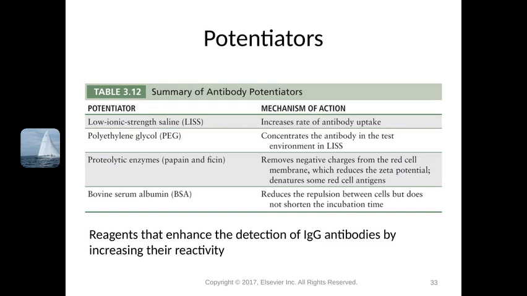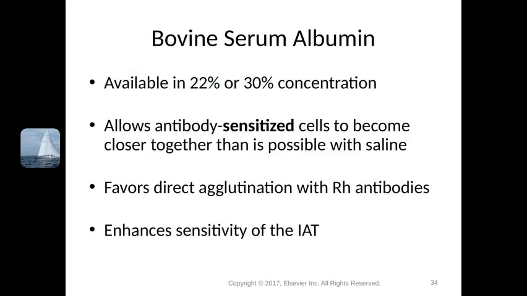And then we can use albumin. The cells won't repulse each other, but we still have an extended incubation time. So we're looking at 15 minutes with LISS, but a half hour with albumin. So our albumin is usually 22 to 30%, and the cells can get closer together than with saline. It likes direct agglutination with Rh antibodies, and it will enhance the sensitivity. But again, still a half-hour incubation.